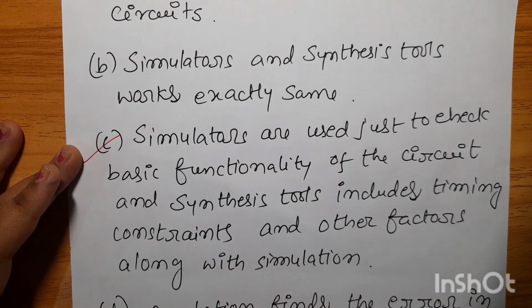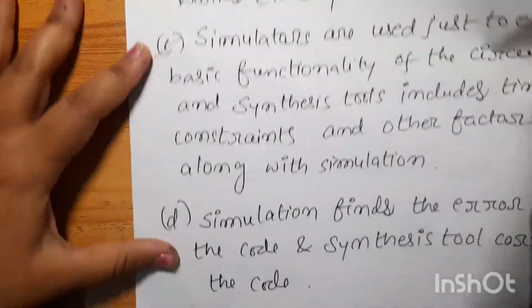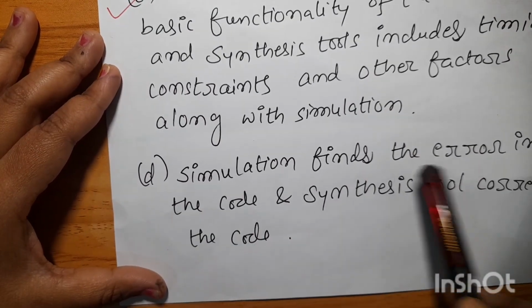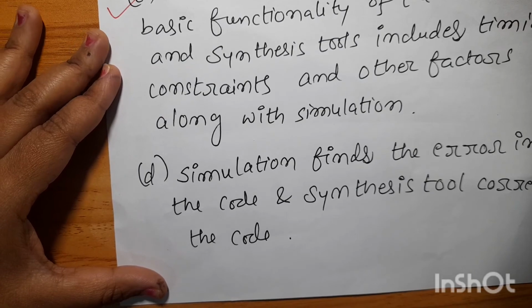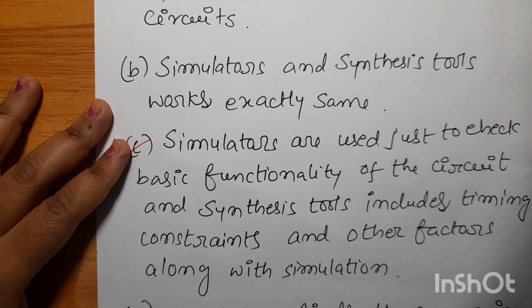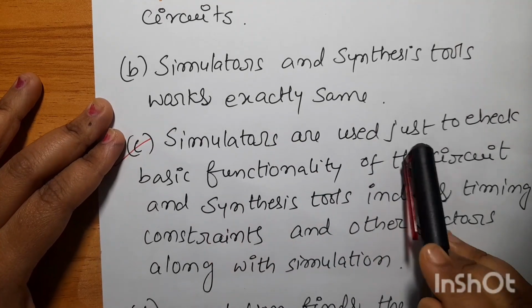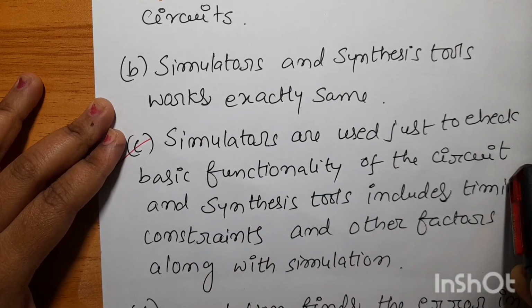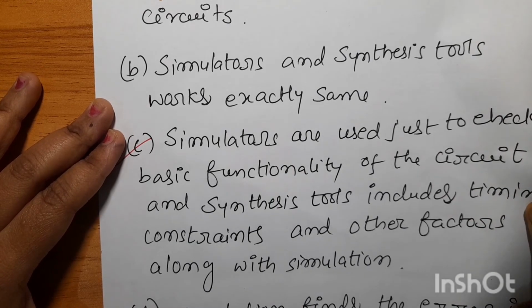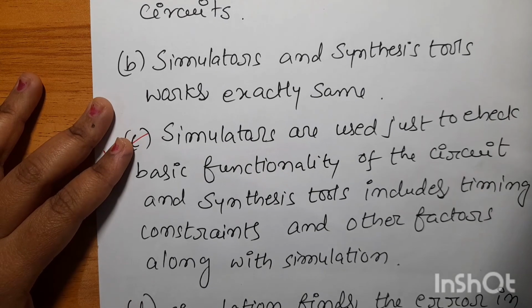Option D. Simulation finds the error in the code and synthesis tool corrects the code. So, the answer is C. Simulators are used just to check the basic functionality of the circuit, and synthesis tools include timing constraints and other factors along with simulation.